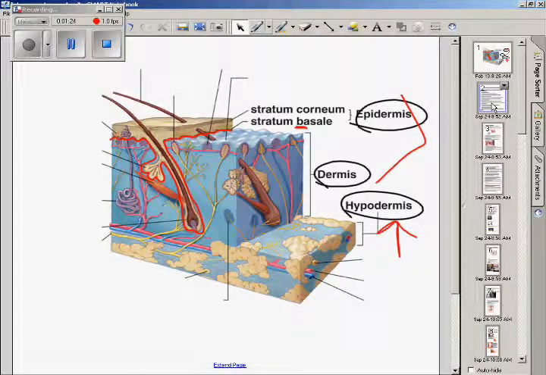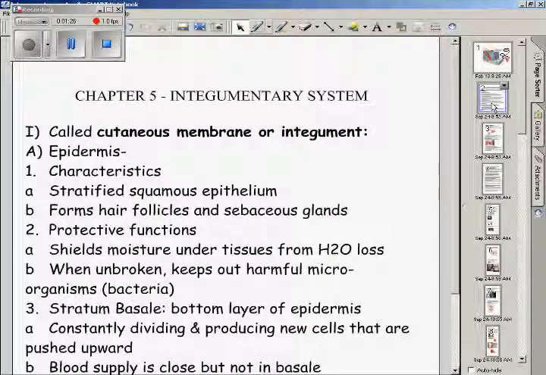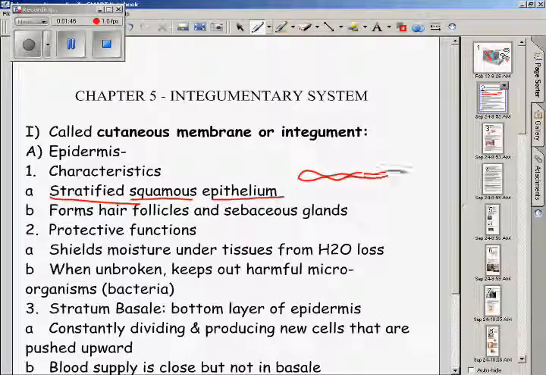All right. We'll get to the boring notes, and then we'll get to the cool pictures. Cutaneous membrane, also called the integument. Characteristics: stratified squamous epithelium. What does that look like? Kind of squished flat and then layered, right? That's the squished flat and layered from our tissues. This forms your hair follicles and your sebaceous glands.